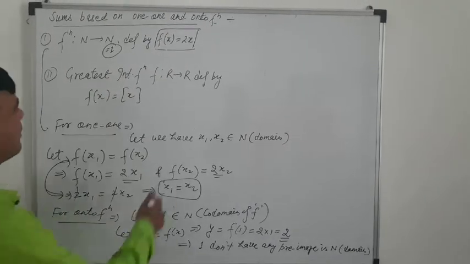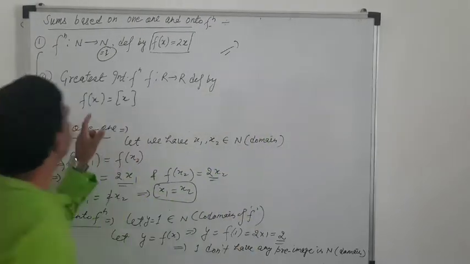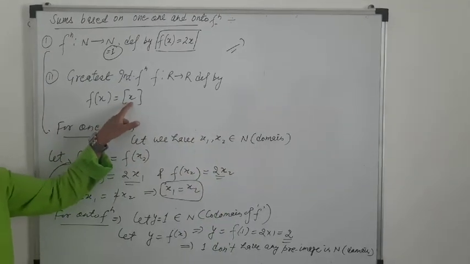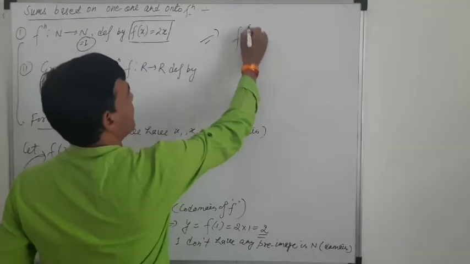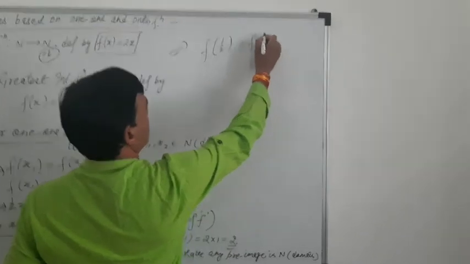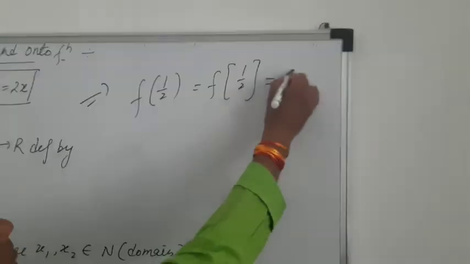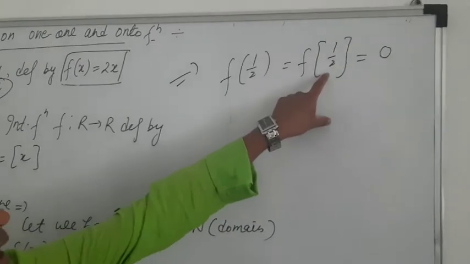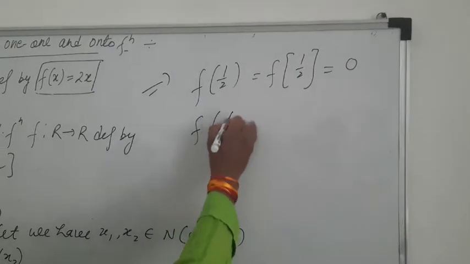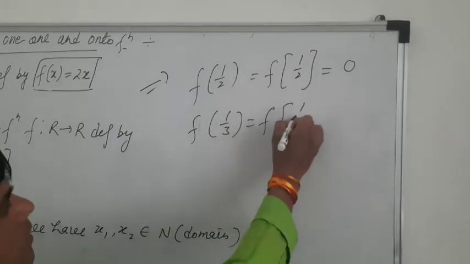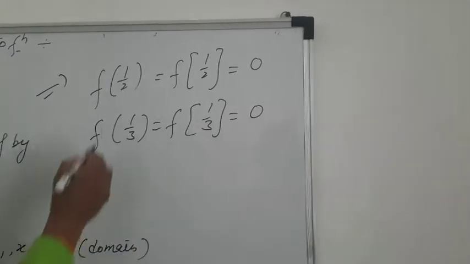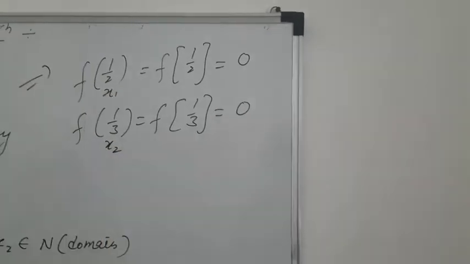Similarly, here is the second example. This is the greatest integer function. You better know, in 11th class you have already studied this. If you put f(1/2), you will get the greatest integer of 0.5, and the value of this is always 0. Similarly, f(1/3) is the greatest integer function of 1/3 and the value of this is again 0. So easily you can see that let this be x1 and this be x2.